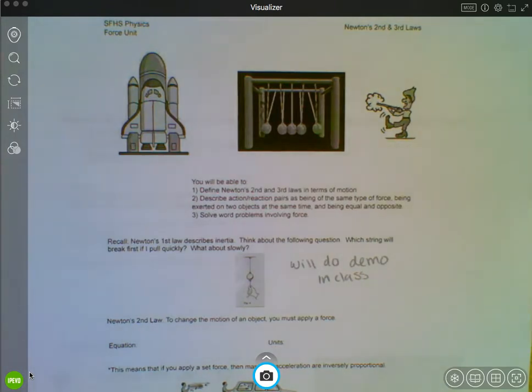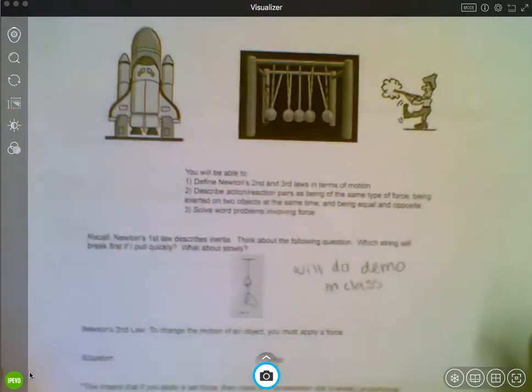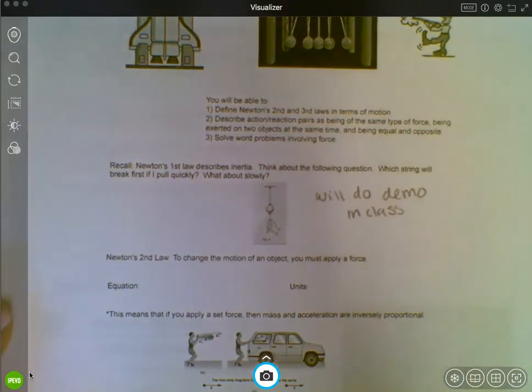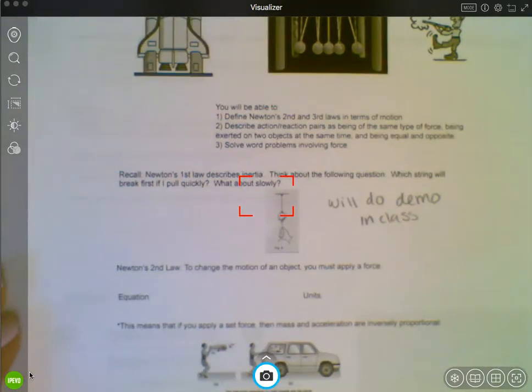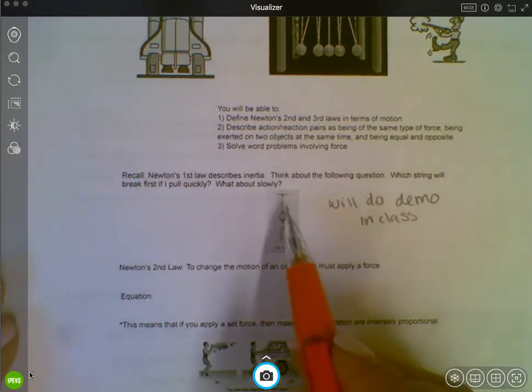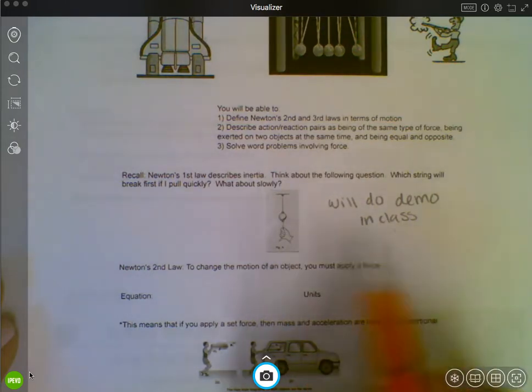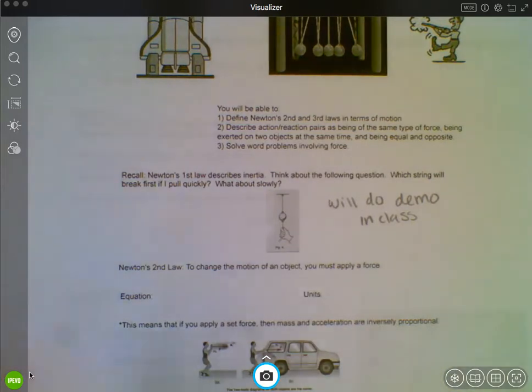This first thing I want you to do is recall the first law that describes inertia. I want you to think about this problem, and then we are going to do the demo in class, but I want you to write down your guess as to what will happen. So this question asks, which string will break first if I pull quickly, and what about slowly? You can see there's a string, and then a little mass, and then another string. If we pull it really fast, which string do you think will break, top or bottom? And if we pull it really slowly, which string do you think would break, top or bottom? We're going to do this in class, so just take a second and write down your guess. Pause the video, write down your guess, and then when you're ready, come back.